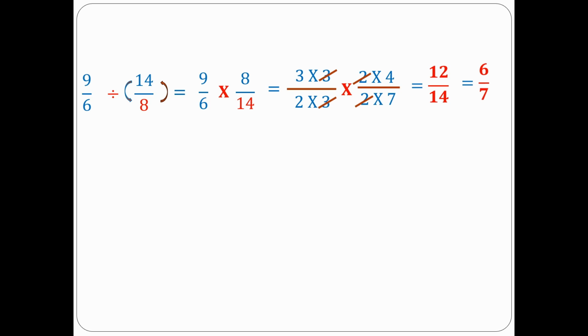Let's solve one last problem. Let's say we have 25 over 36 divided by 55 over 48. Now you can flip the second fraction and change the division symbol to multiplication. So the expression will be 25 over 36 times 48 over 55.